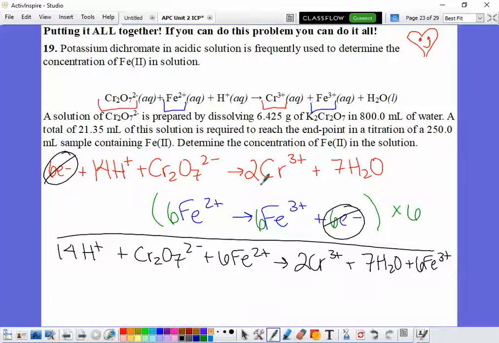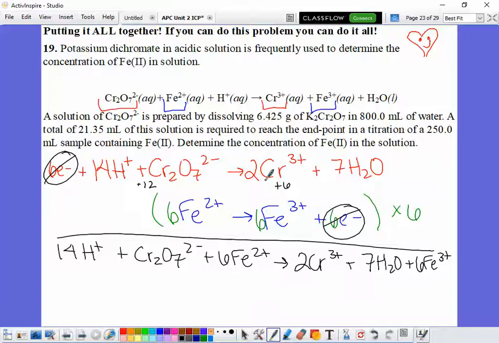What's 14 times 1? 14. What is 1 times negative 2? What is 14 plus negative 2? How about plus 12? So we have an overall plus 12 here. And then 2 times plus 3? Plus 6, which is why we got 6 electrons. Okay? If you forgot to put a 2 in front of the chromium, your electrons would have been off, which would have caused you to get 9, I think. You would have to multiply this by something like that. Okay?